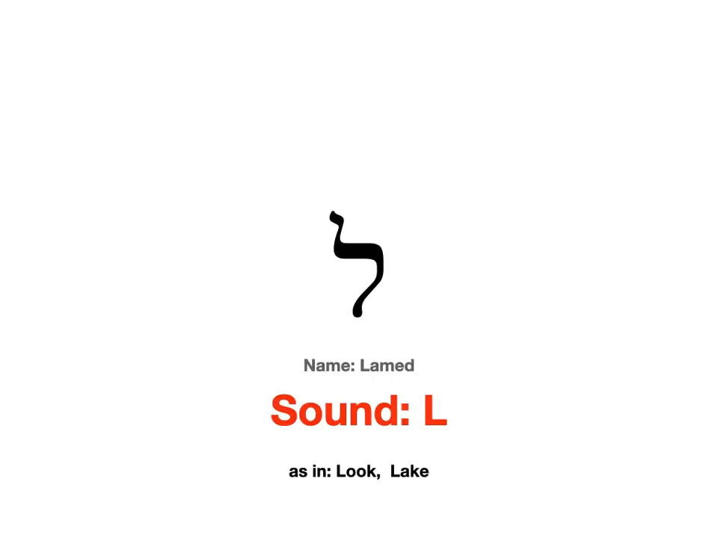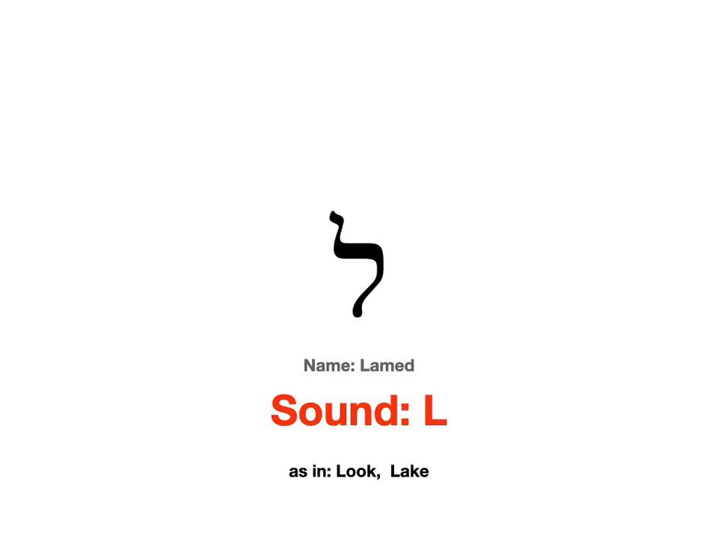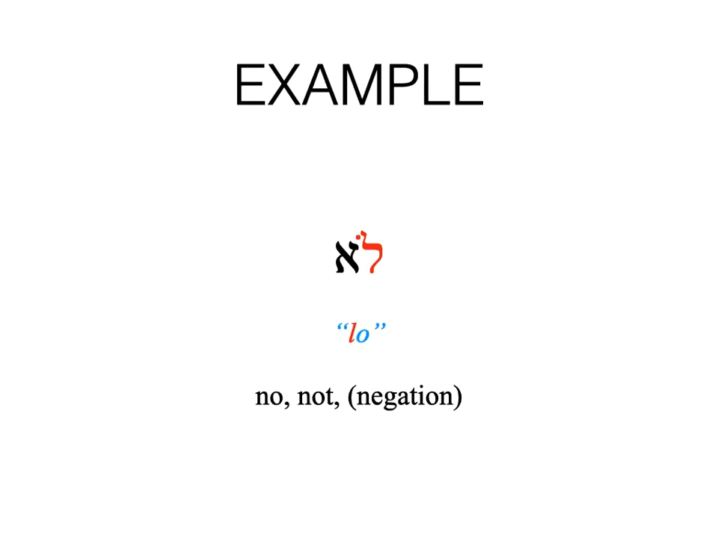The next letter is the only letter that goes from the square box on the top. So if you look at the square, it actually starts above the line outside and then it finishes inside the square. The name is Lamed. The most important thing is the sound. The sound is L, like look or lake. And here is an example, lo. We have an L, it has a vowel O with it, lo. And aleph, remember, is silent. Lo means no or not, or it's just a negation of a verb.